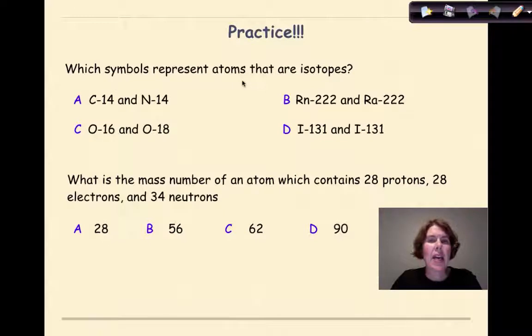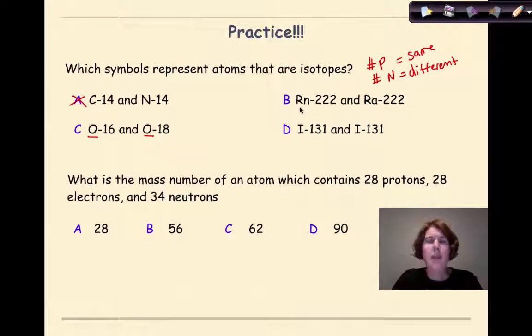Which symbols represent atoms that are isotopes? Okay, so like we said before, with isotopes, the number of protons has to be the same. The number of neutrons has to be different. I'll make a little note up here. The number of protons has to be the same. So which one basically has the same atomic number? I look through here and I say, all right, well, this is oxygen and that's oxygen, so that's a possibility. Carbon and nitrogen, not the same number of protons, so goodbye A, you're not a possibility.